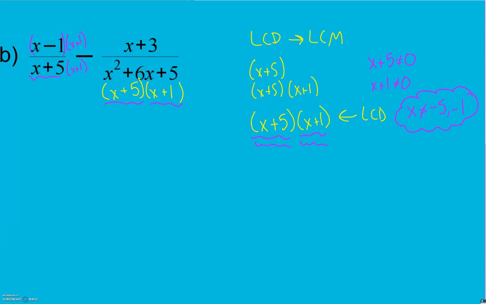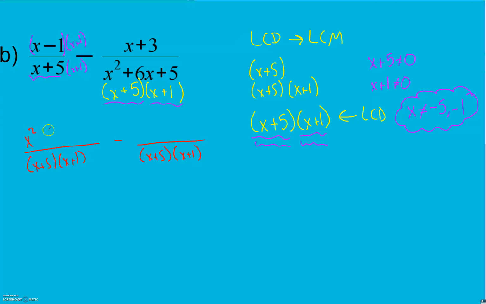And again, we're multiplying that whole thing. Whatever we do to the bottom, we have to do to the top. And we're taking that whole x minus 1 factor times x plus 1. Now my denominators are the same. I have x plus 5 times x plus 1 for both. My numerator, I'm going to FOIL here.